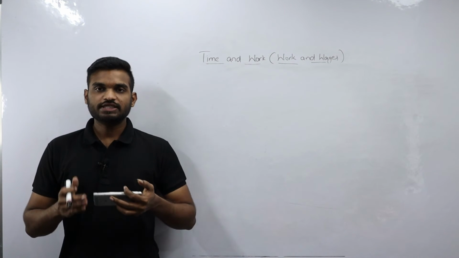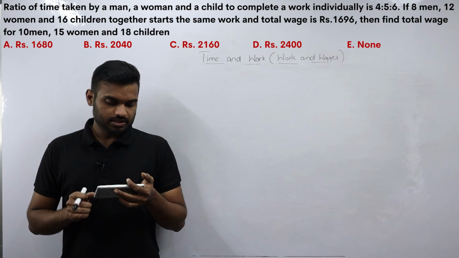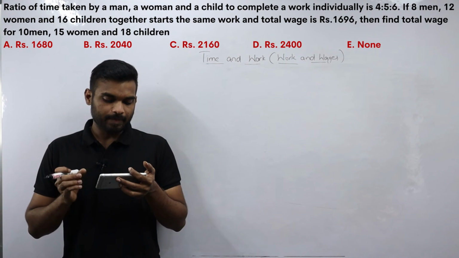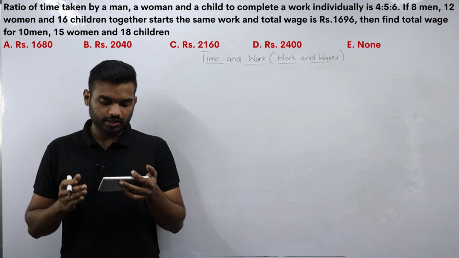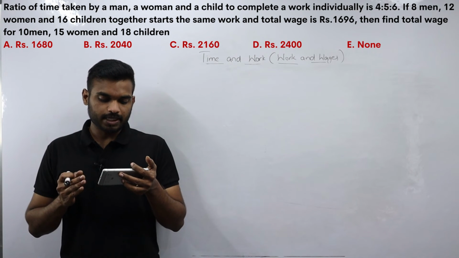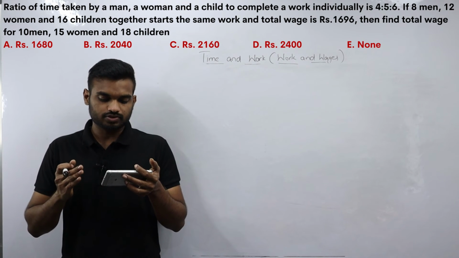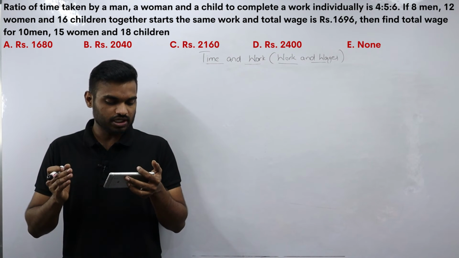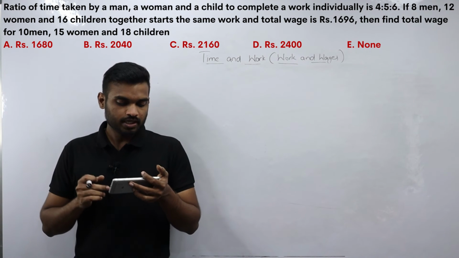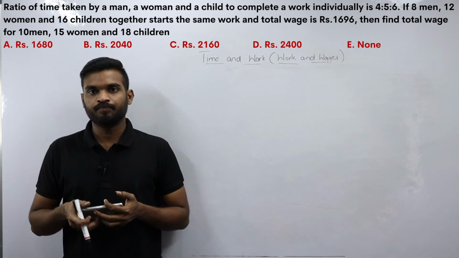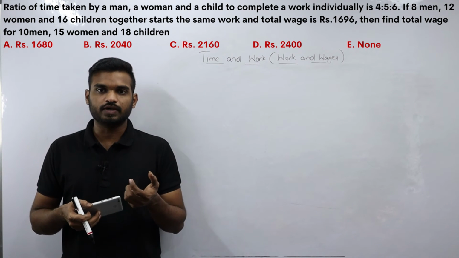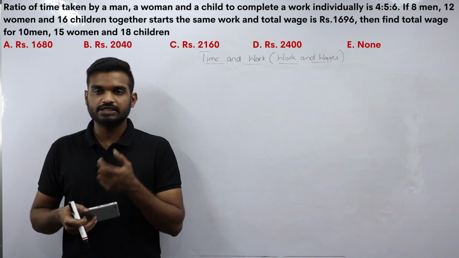Okay, now let's see the fifth problem. The ratio of time taken by a man, woman and child to complete the total work individually is 4:5:6. If 8 men, 12 women and 16 children together start the same work and the total wage is 1696 rupees, then find the total wage for 10 men, 15 women and 18 children.